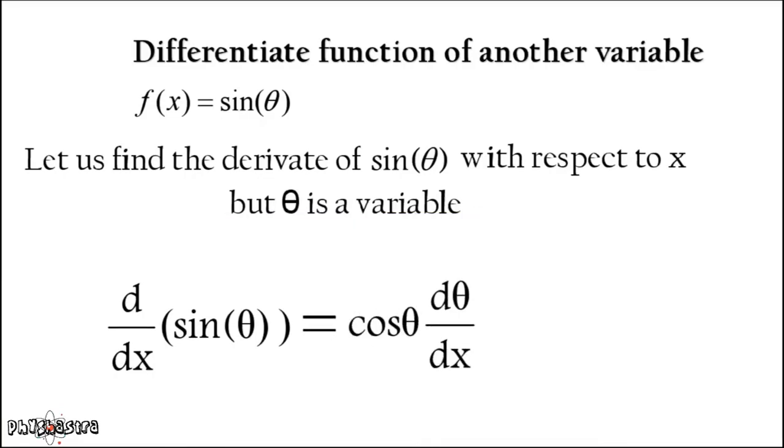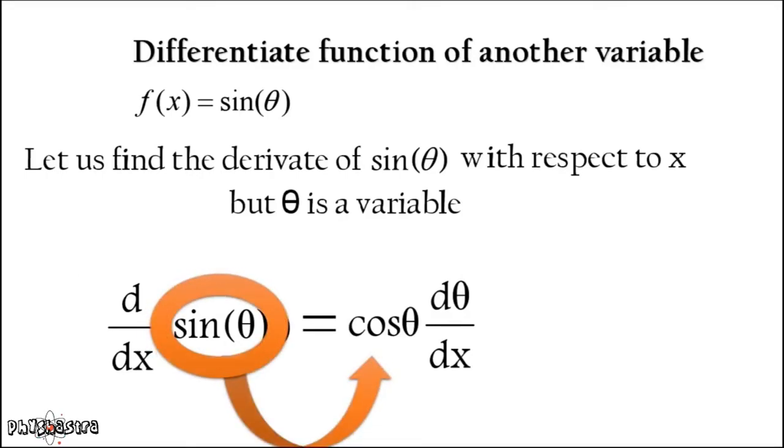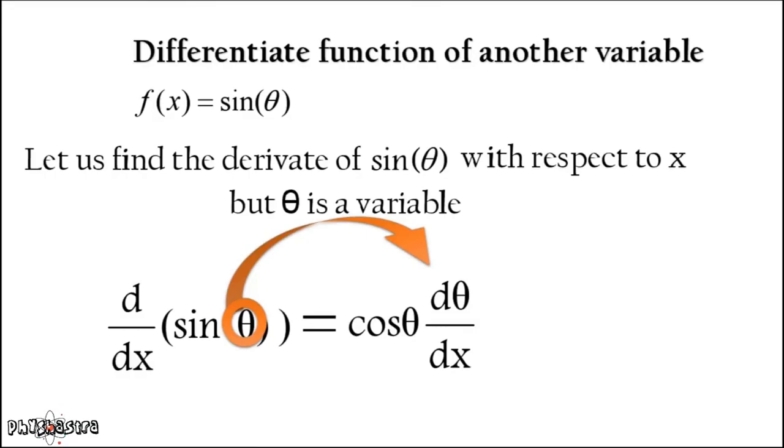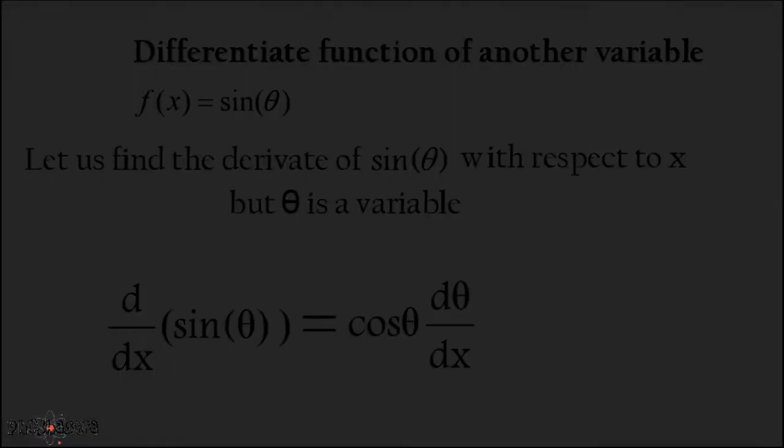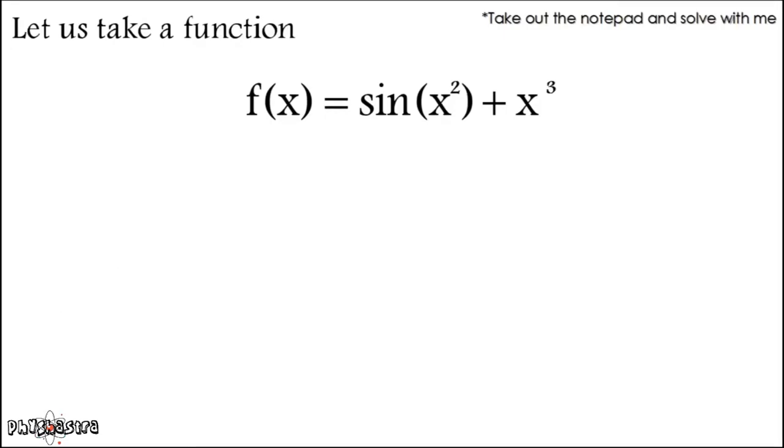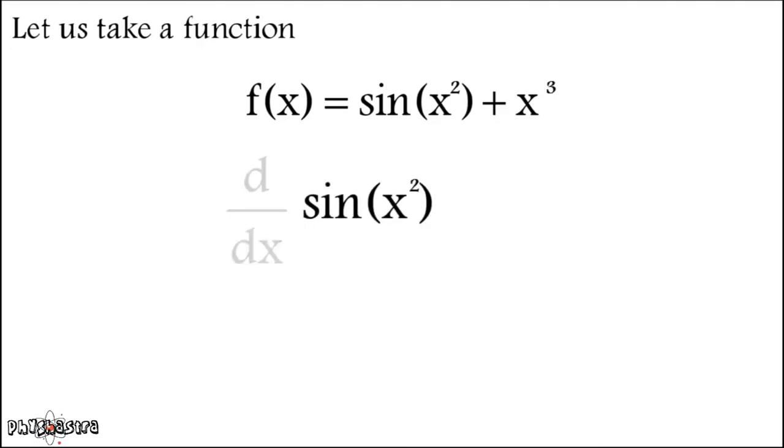So first, the derivative of sin theta is cos theta. We simply find the derivative of the function sin and then find the derivative of the variable theta. Let us understand by an example. Let us take a function f of x equals sin x square plus x cube. Then first find the derivative of sin x square, then x cube by using the sum rule.